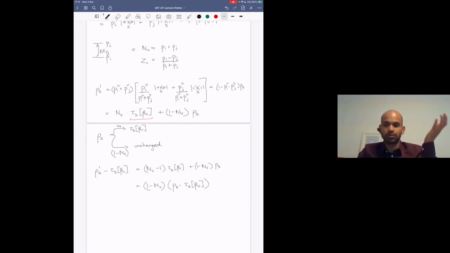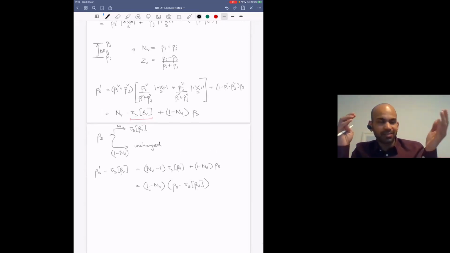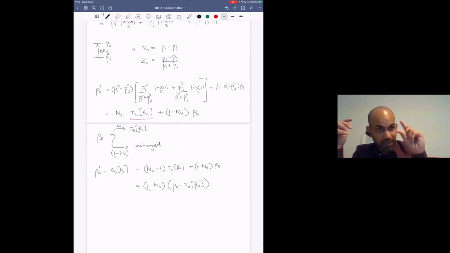So the difference between the state of your system and the normalized state of the virtual qubit you're swapping with decreases when you do the swap. It doesn't completely go to 0, which is what would happen in a real swap, that is, where NV is 1, and so you immediately get to the final state. But it also does something. It takes you partially from your initial state towards the normalized state of the virtual qubit.